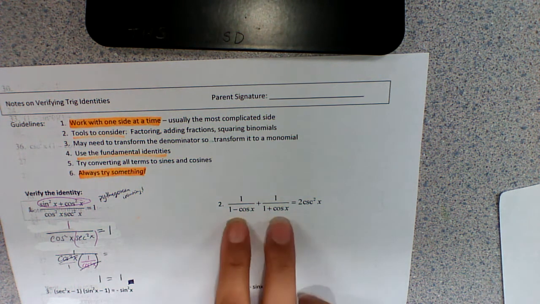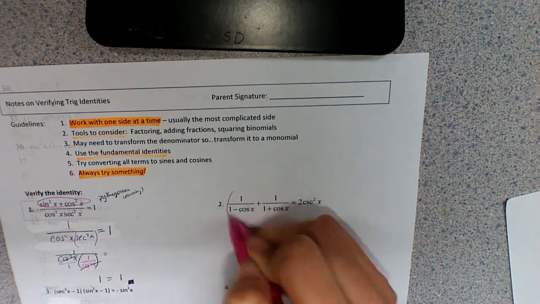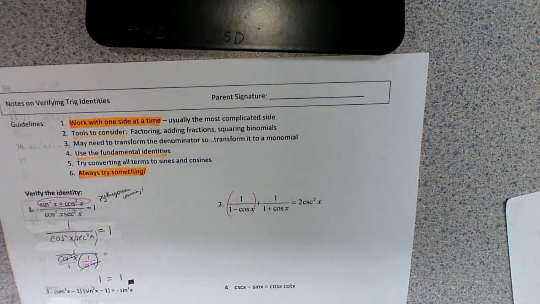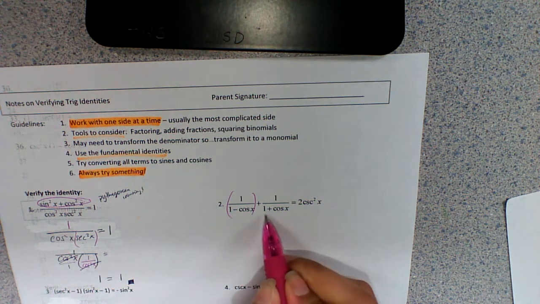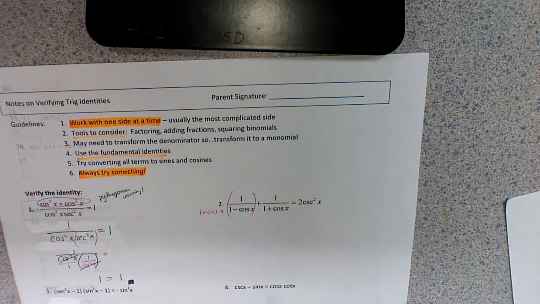So if I look at my denominators, I know they're very close to my Pythagorean identities, but they're not quite there yet. So the first one I have 1 minus cos, the other one I have 1 plus cos. The only way I can get these two fractions to become 1 is by getting a common denominator first. So to do that, I'm going to multiply my first fraction, top and bottom, by the other denominator, 1 plus cos of x.